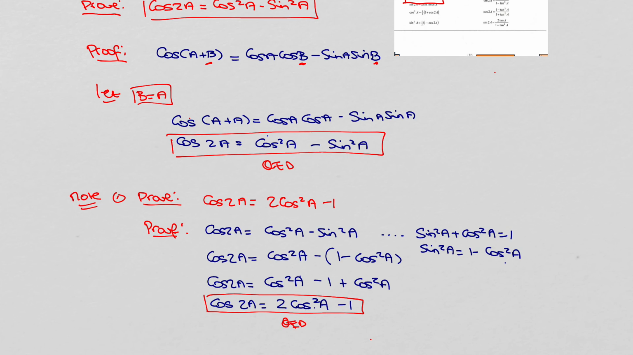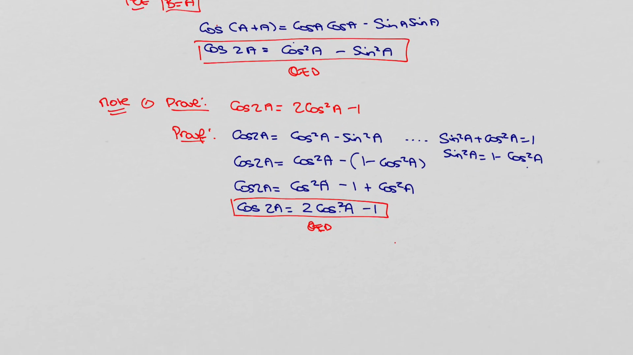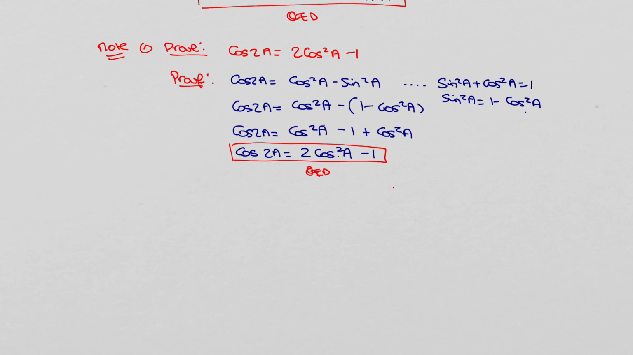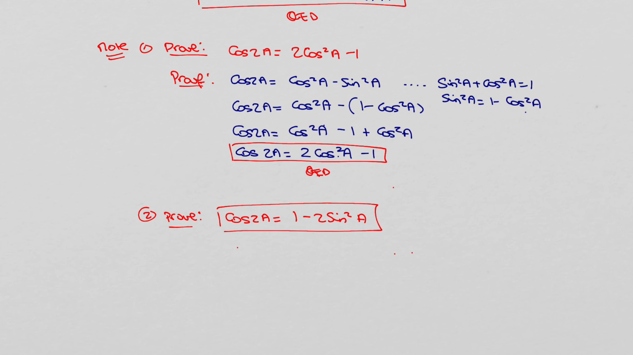And the second variation is where we're asked to write cos 2a in terms of only sine. In other words, show that it's equal to 1 minus 2 sine squared a. And our approach is exactly the same. We start with cos 2a. And in our tables, it tells us that that is equal to cos squared a minus sine squared a.